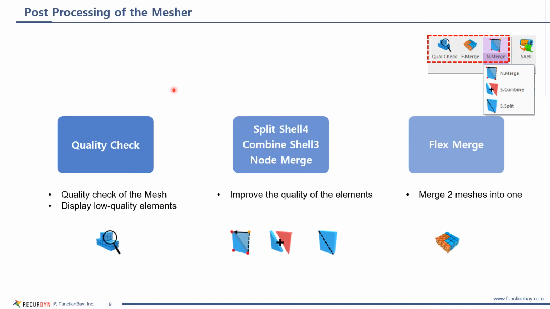This time, let's take a look at the post-processing features of the mesher. Quality check is used to confirm the quality of the mesh. Split shell 4, combine shell 3, node merge are used to combine or split elements or nodes. Flex merge merges two meshes into one mesh.